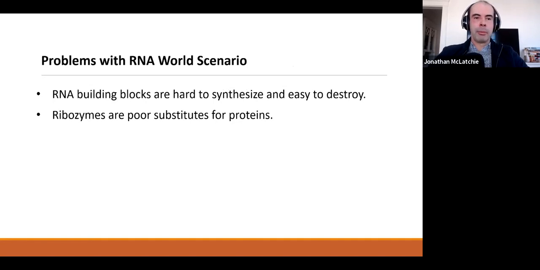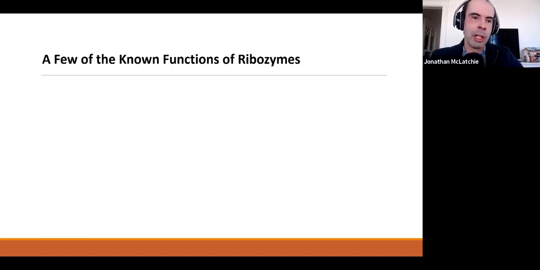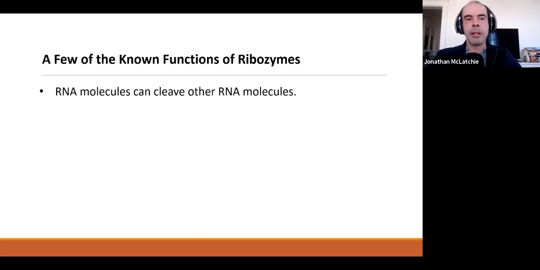Another problem is that ribozymes are poor substitutes for proteins. In fact, to date, scientists have shown that ribozymes can perform only a small handful of the thousands of functions performed by modern proteins. Just a few well-known functions of ribozymes. RNA molecules can cleave other RNA molecules at the phosphodiester bond through hydrolysis.